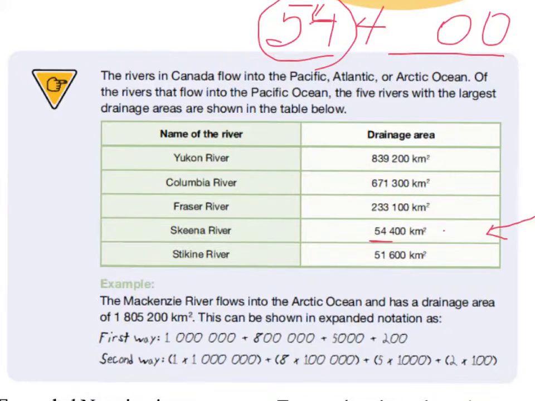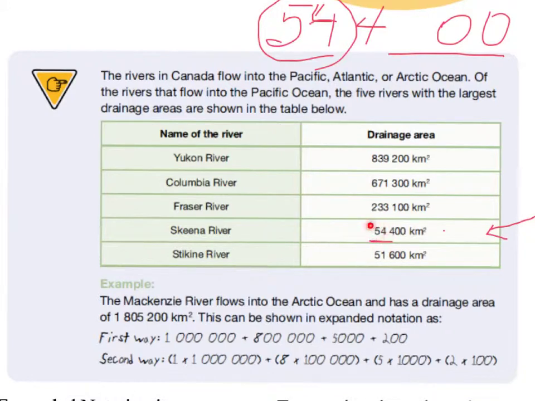Let's take a look at this next number. Turn to your partner or in your head, say what you think these next 2 numbers would be in word form, how they would be said. Go ahead and press pause and try that now. All right, let's take a look at those. Again, this number has 3 digits in the thousands period and 3 digits in the units period. So we would say 671,300. Here we would say 233,100.